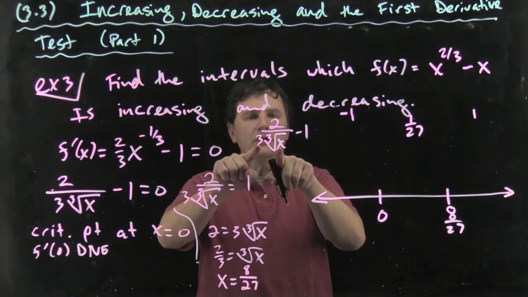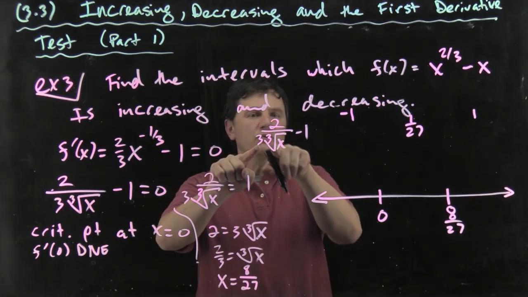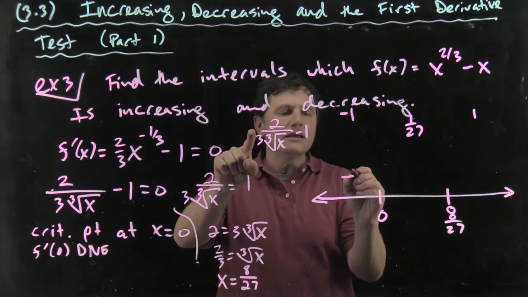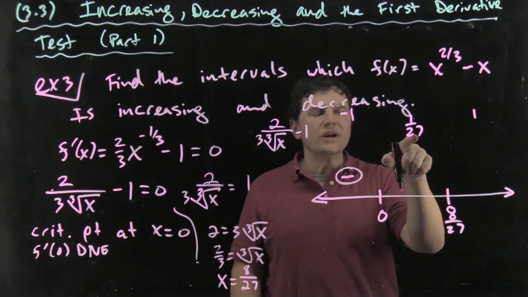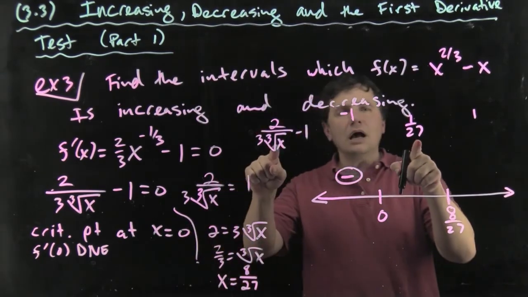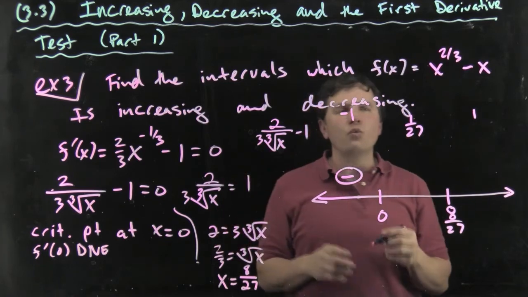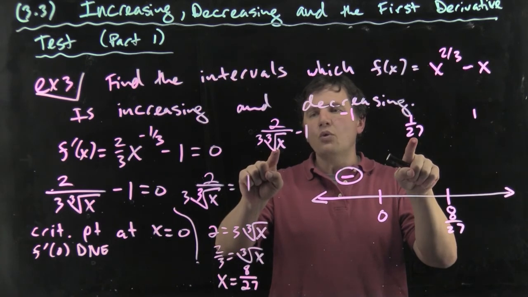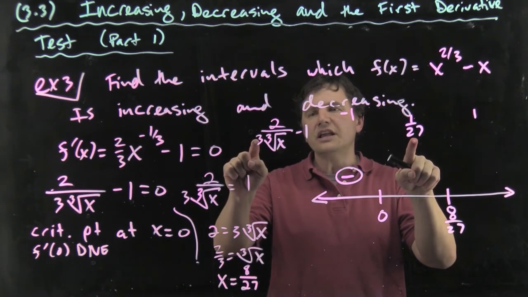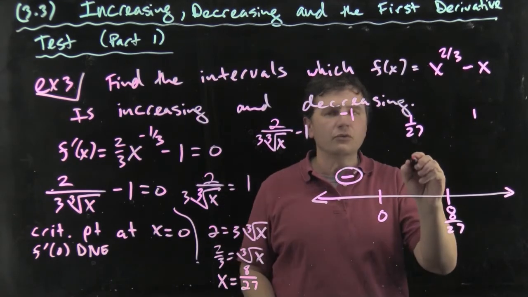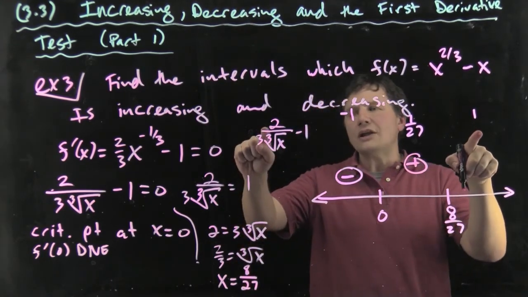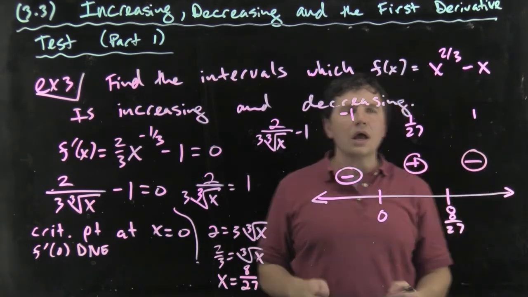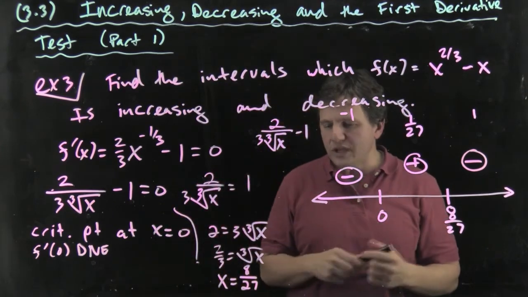So if I plug negative 1 in here, the negative will be retained because we're taking the cube root. So this is going to be -2/3 minus 1, so that's going to be negative. Now for 1 over 27, we might have to do a little arithmetic here. The cube root of 1 over 27 is 1/3, right? So this is going to be 1/3 times 3, which gives us 1, so this is 2 minus 1, so this will be positive. And then for the final value, plug this in, we're going to get 2/3 minus 1 again, so that's going to be negative. Okay, so a little bit harder to deal with, but I think we can figure it out.